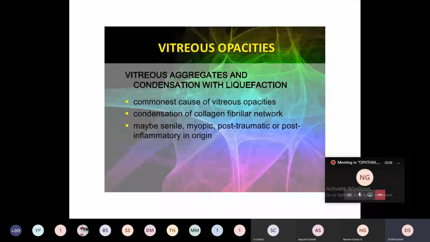Vitreous aggregates and condensation with liquefaction can occur. The commonest cause of this is also the commonest cause of vitreous opacities. Condensation of collagen fibrillar network can be due to senility or due to high myopia or pathological myopia, or be post-traumatic or post-inflammatory in origin.